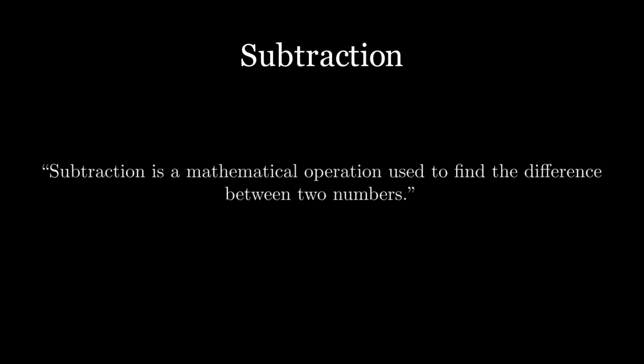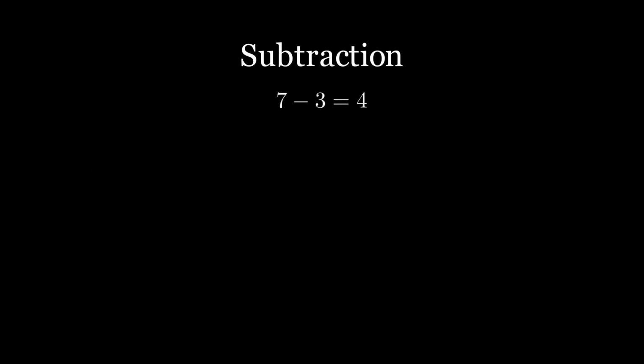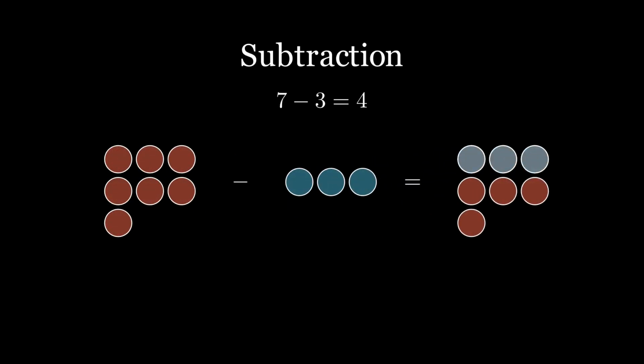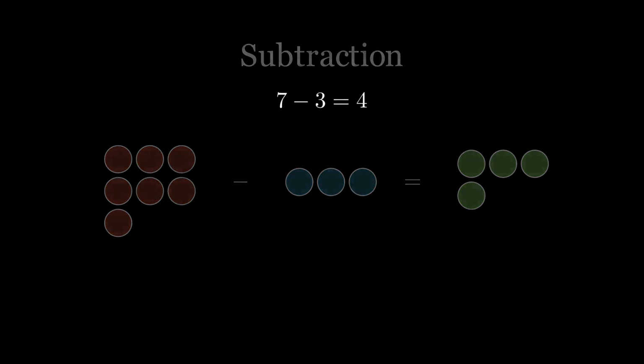Subtraction is the operation we use to find the difference between two numbers. For example, 7 minus 3 equals 4. If we have 7 red circles and take away 3 blue ones, we're left with 4.